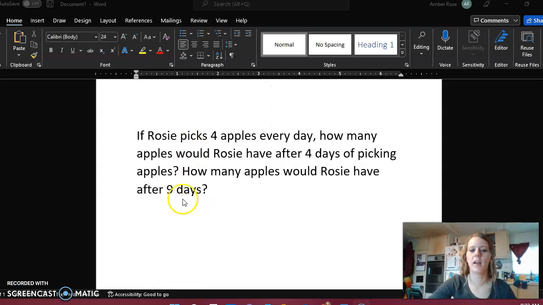For my word problem, I chose to find multiples of 4. So my problem is, if Rosie picks 4 apples every day, how many apples would Rosie have after 4 days of picking apples? And how many apples would Rosie have after 9 days? That is my word problem.